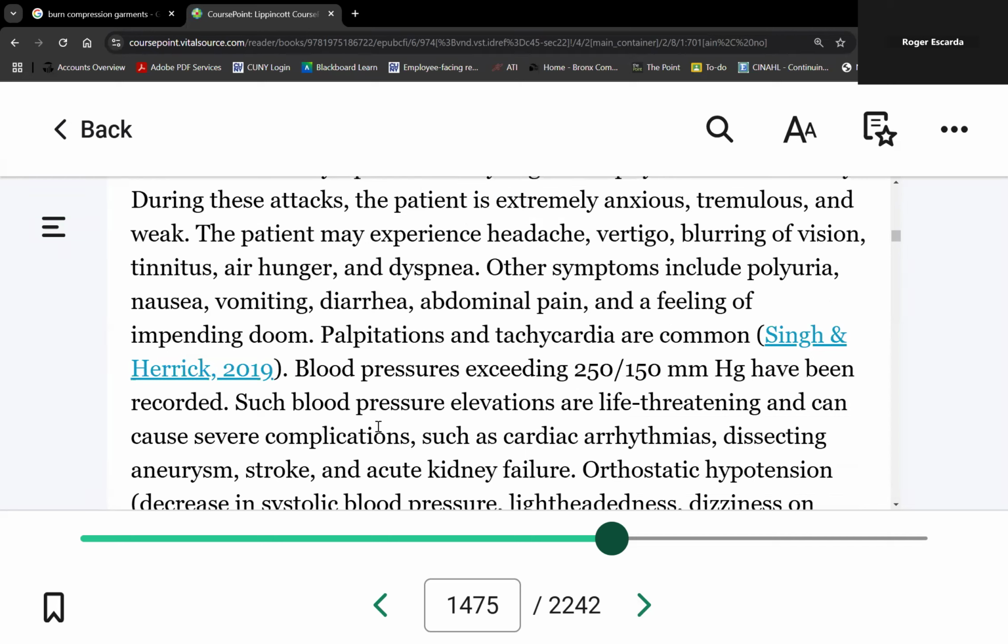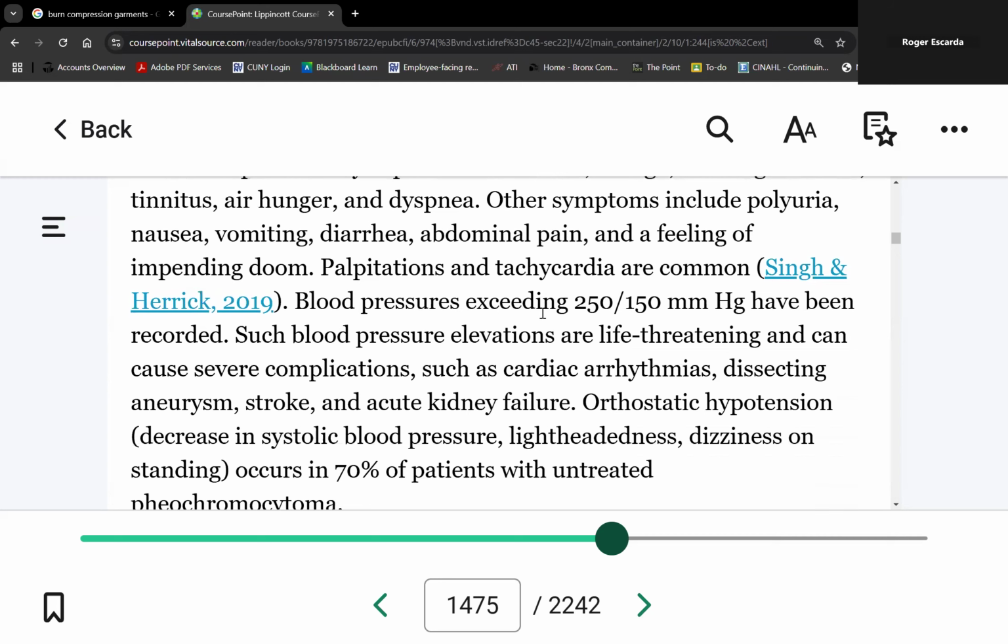Because the tumors are quite big, the patient may have abdominal symptoms as well. They could have vomiting, abdominal pain, and whatever you do, do not palpate the tumor, because if you press on the tumor, if you squeeze it, it will cause release of more catecholamines and may cause a stroke.